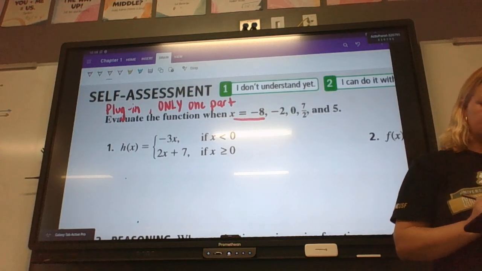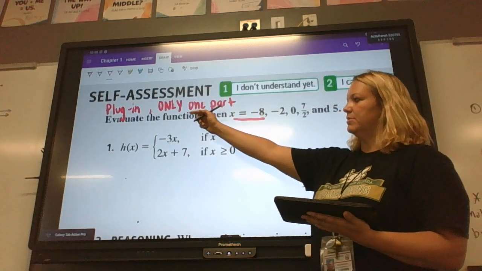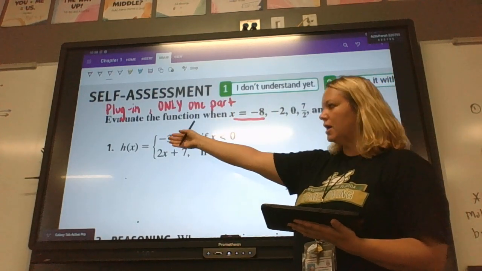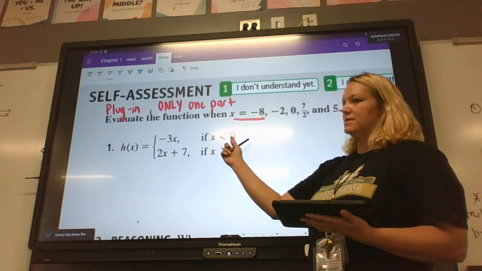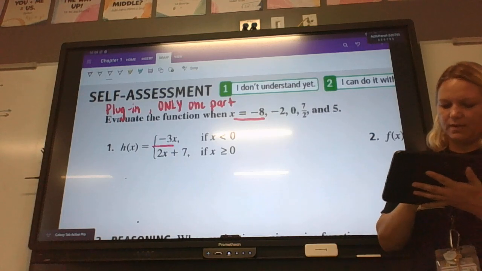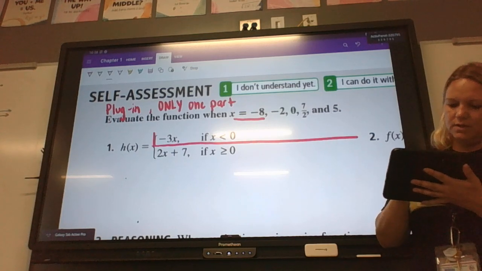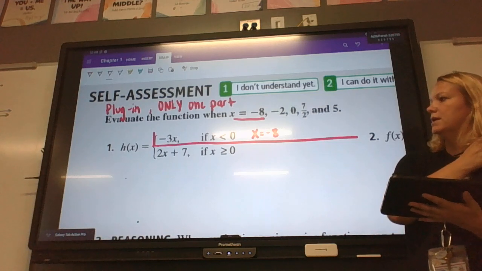For -8, I have to figure out which part. I'm only going to plug into one part. I have to figure out which part should I do. Should I do the top part? Should I do the bottom part? Well, -8 is less than 0, so -8 has to go to the top part. So I'm going to do x equals -8 into that top part.